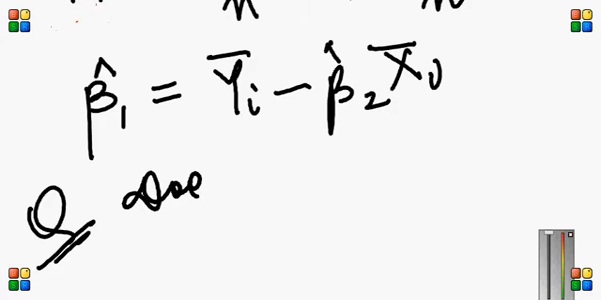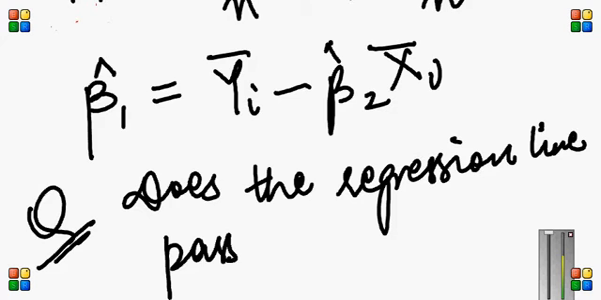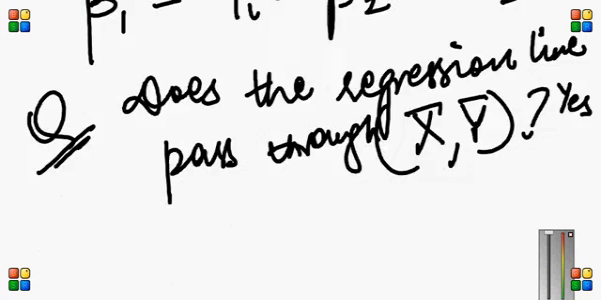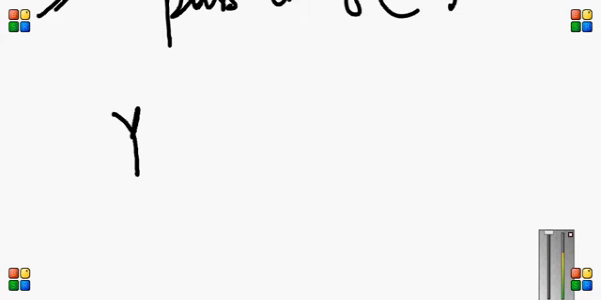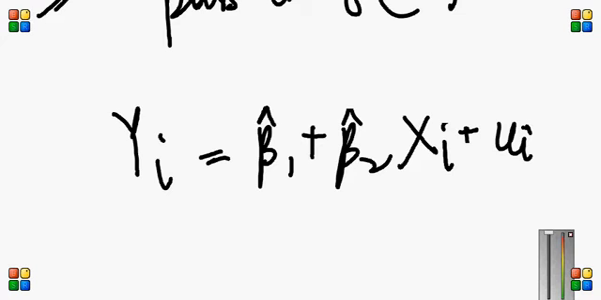does the regression line pass through the mean values of x and y? So the answer is yes, because x bar y bar satisfy the regression equation. So what was my regression equation? My regression equation is yi is equal to beta 1 hat plus beta 2 hat xi plus ui hat.